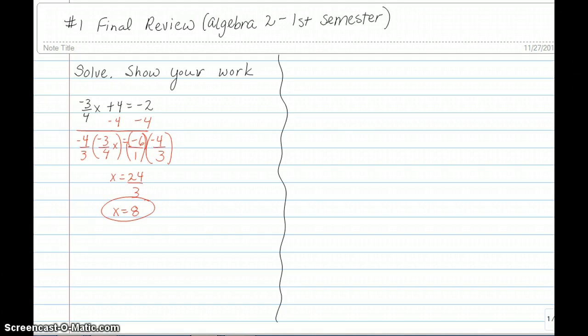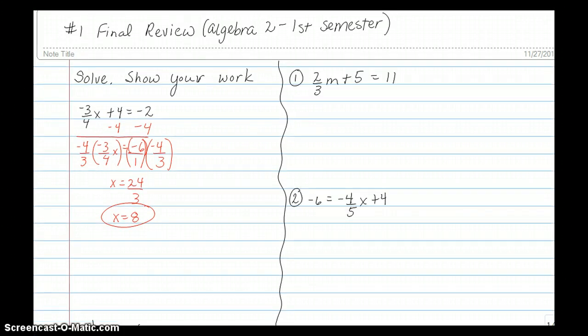I want you to pause the recorder, try them on your own, and then I want you to turn it back on, check your work, and fix anything that you missed. Okay, your 2 problems are #1, 2/3 m plus 5 equals 11, and #2, -6 equals -4/5 x plus 4. Remember, you will be turning this into me, so you need to show all your work, be neat, so that I can see what it is you have done.